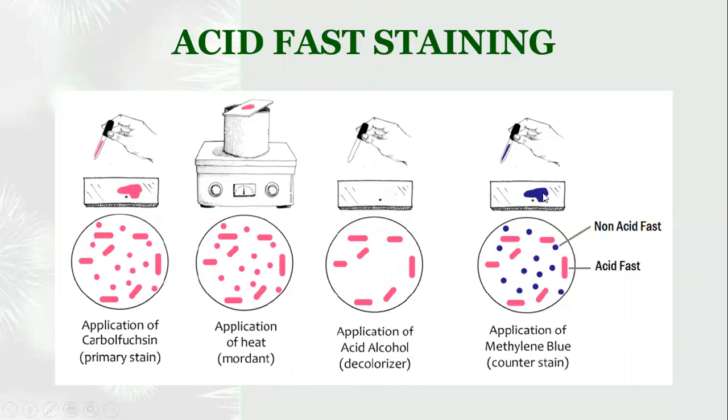Then the smear is treated with a secondary stain. The secondary stain is methylene blue, also known as the counter stain. As the non-acid fast bacilli lost the primary stain, they will take up the secondary stain, methylene blue, and appear blue. And the acid fast bacilli, as they retained the primary stain carbol fuchsin, appear pink. Okay.